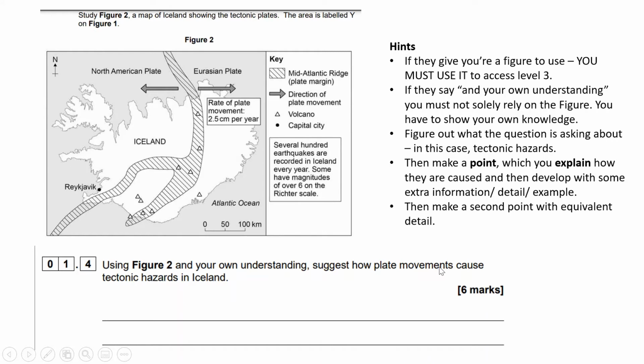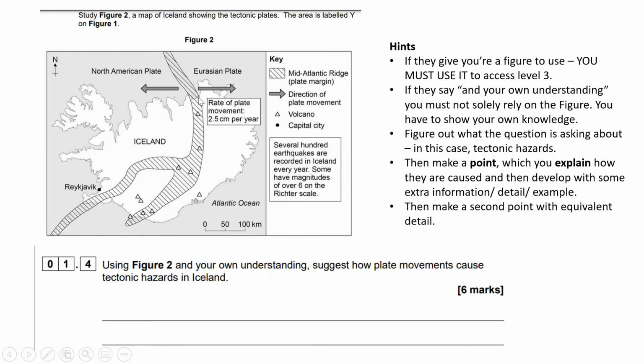Suggest how plate movements cause tectonic hazards in Iceland. So they are asking about the plate movements and how that causes tectonic hazards. What are tectonic hazards? Oh yes, things like volcanoes, earthquakes, tsunamis, those three mainly. So, what tectonic hazards are shown on my map? Oh yes, I have information about volcanoes and where they're located, and I have also information about earthquakes. So there's 2 points that I can make straight off. I can talk about the volcanoes of Iceland and what causes them, and then I can talk about the earthquakes of Iceland and what causes them.